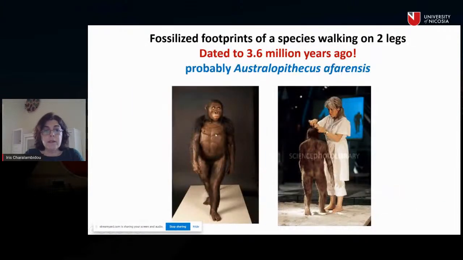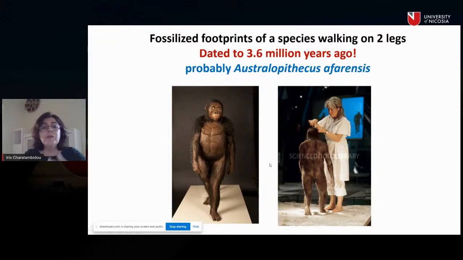Okay, and the scientists suggest that the most probable candidate for making these footprints is this species, which is an Australopithecus species that was around 3.5 million years ago. And I also wanted you to notice in this picture how small this species is, very small. So it's actually the body size of an ape. The brain size was also the brain size of an ape, but it had the human characteristic in that it was walking on two legs.